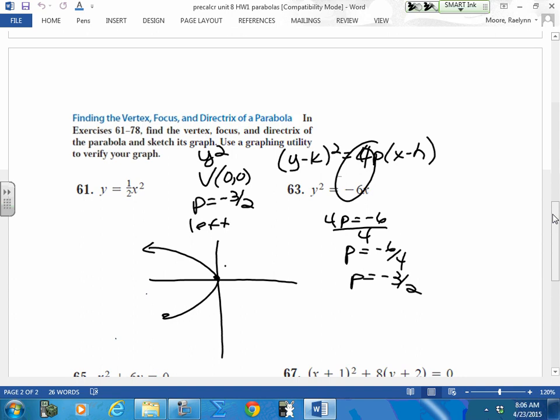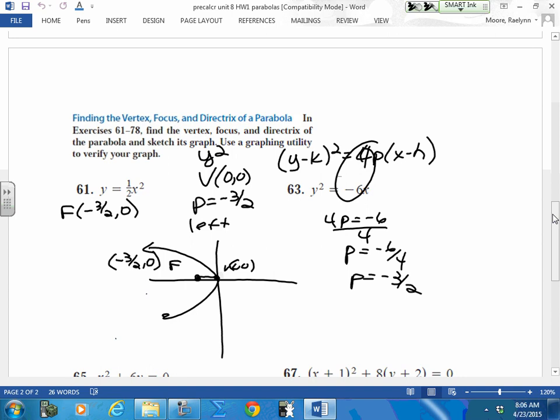So I need to come off my 0, 0. I need to move P units away. And I need to find my focus. My board is a little bit off, but it's right on that line. So what, if I'm moving horizontally, which variable changes, the X or the Y? The X. So let's move 3/2 units to the left. Because that's why it says -3/2. So what would this coordinates be? -3/2, 0. Now I know my focus.